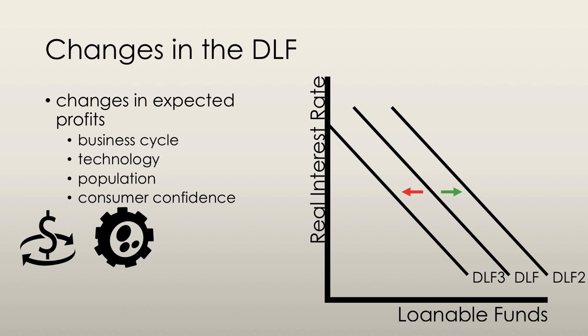Technological change will generally increase demand for loanable funds because it creates profitable new products. A growing population also increases the demand for loanable funds because we have an increase in expected future profits. You have more people, they're going to be buying more stuff, so you're probably going to expect an increase in the profits that you receive in the upcoming year.